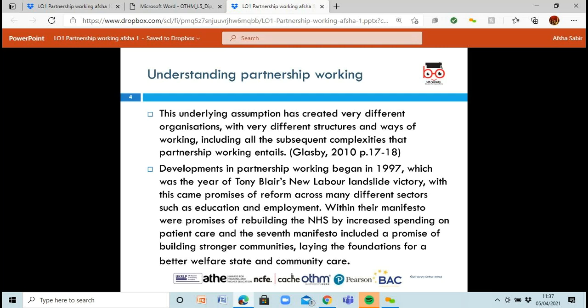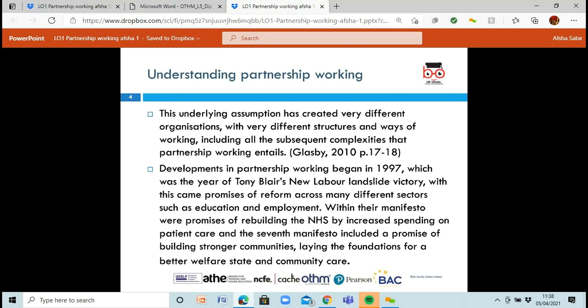So we had the underlying assumption that you had different organizations with different structures and different working, and trying to get them to work together was quite a big, difficult thing. Not everybody had the same aims or the same outcomes in mind. So partnership working can be a bit difficult depending on who you're actually working with.